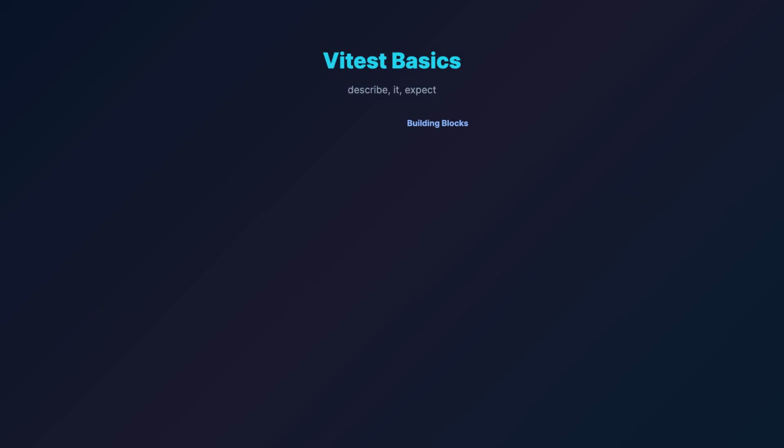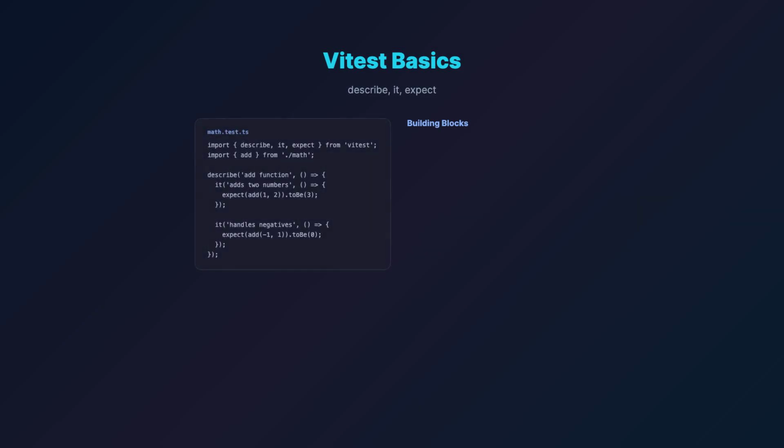Vitest is a test runner built for modern JavaScript. It uses the same config as Vite, so there's zero extra setup. Install it with npm install -D vitest. Your test files go next to your source files with a .test.ts extension.